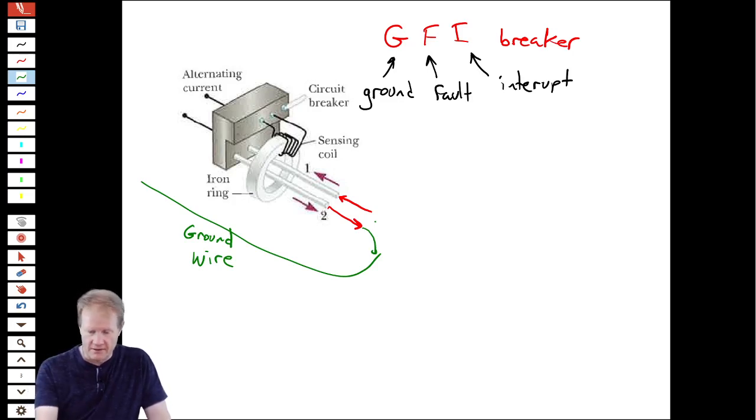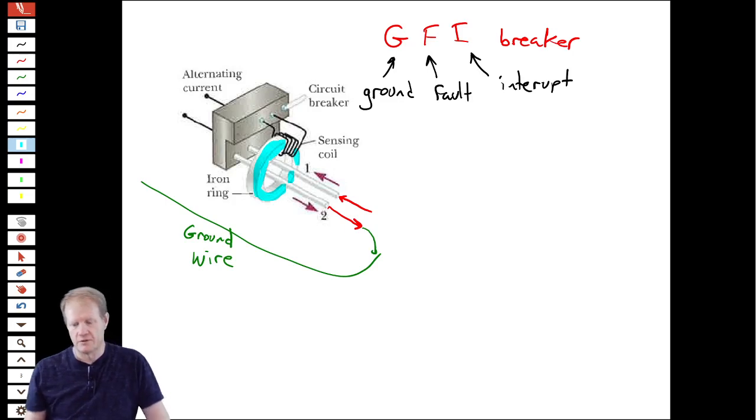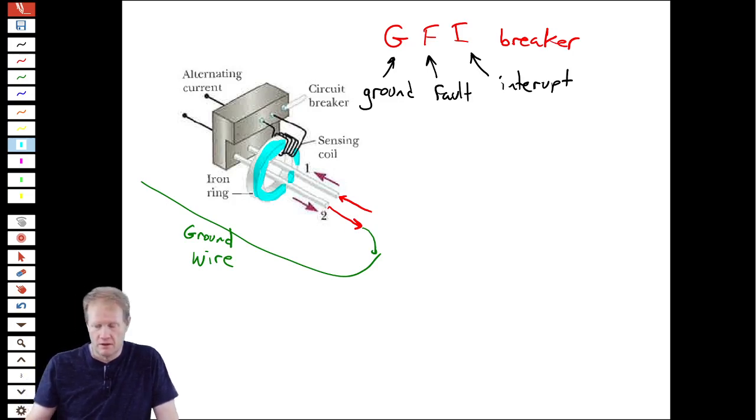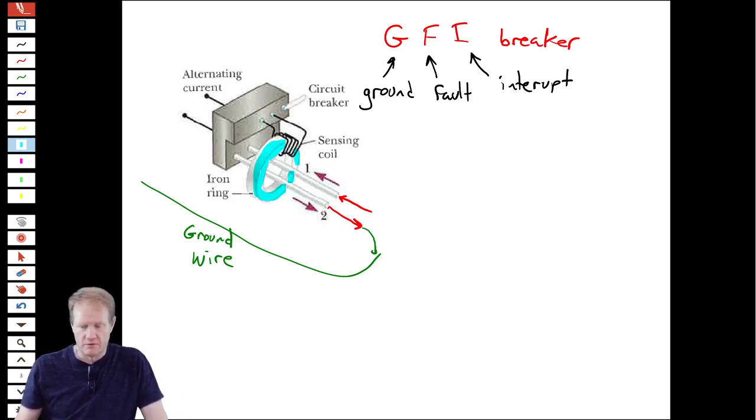So here's how it tests it. It has the current going out and coming back, and these two wires go through an iron core. We've learned how the material can really enhance the amount of magnetic field. So this is supposed to have zero current through it when all is working well. In other words, when the same current is coming back on wire 1 as goes out on wire 2, then all is well. You have zero net current.